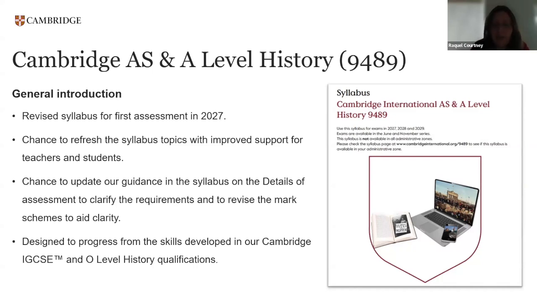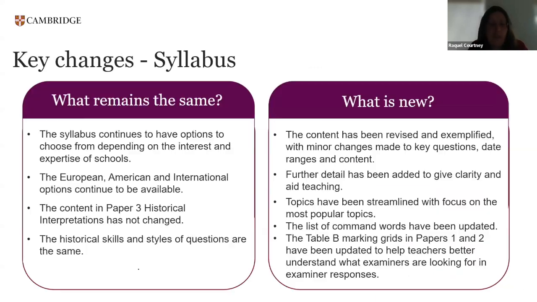We've clarified the requirements, and we've also taken this opportunity to update some of our mark schemes to make sure that they're as clear as possible for teachers. At the same time, we have looked at the progression from our Cambridge IGCSE and O-level history qualifications to ensure that we have good progression to this revised A-level in history.